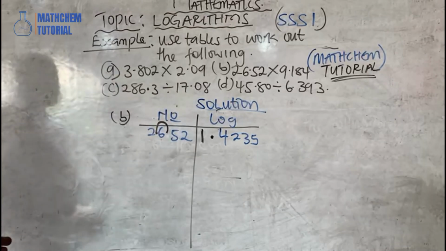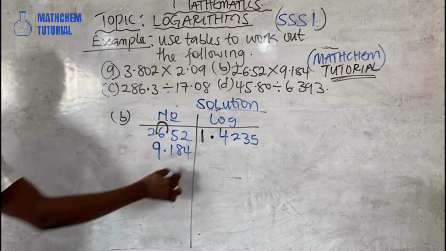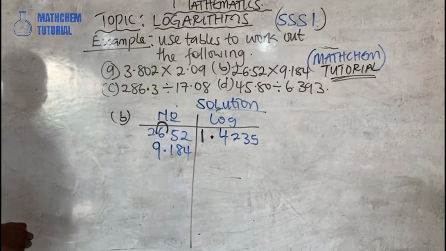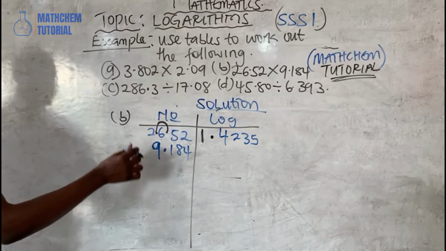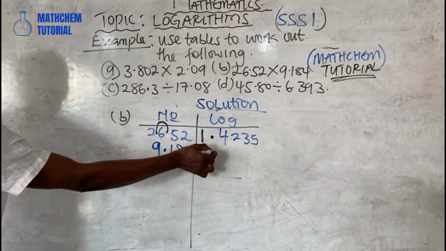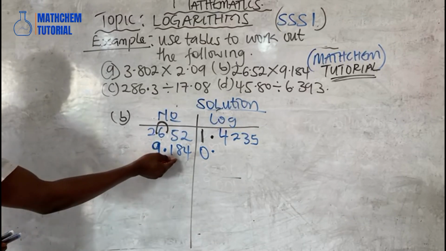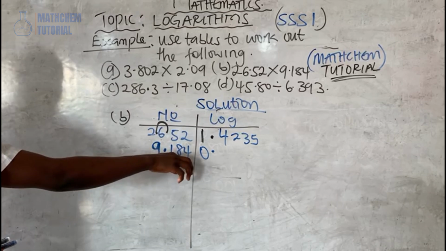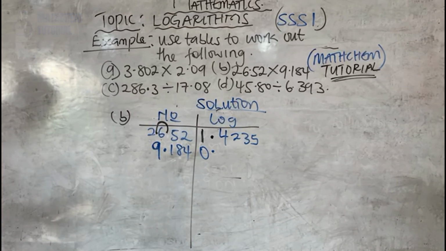Now let's look at the other number, which is 9.184. For this decimal point to be in the first positive integer, definitely I'll just write 0 point here. Then I will look at my 4-figure table by looking at 91 under 8, difference 4. So let me check my 4-figure table here, under logarithms. Then I will check 91 under 8.